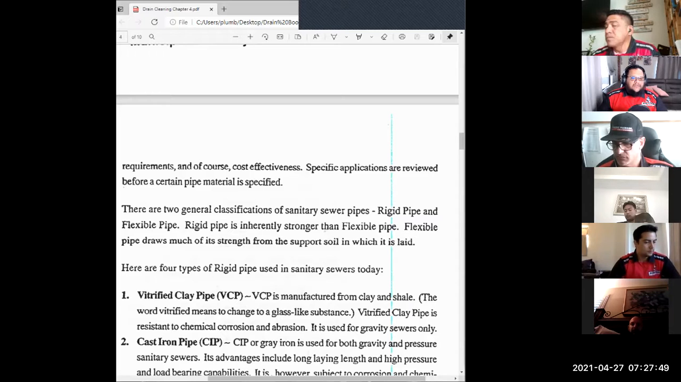There are two general classifications of sanitary sewer pipes: rigid pipe and flexible pipe. Rigid pipe is inherently stronger than flexible pipe. Flexible pipe draws much of its strength from the support in the soil in which it is laid.